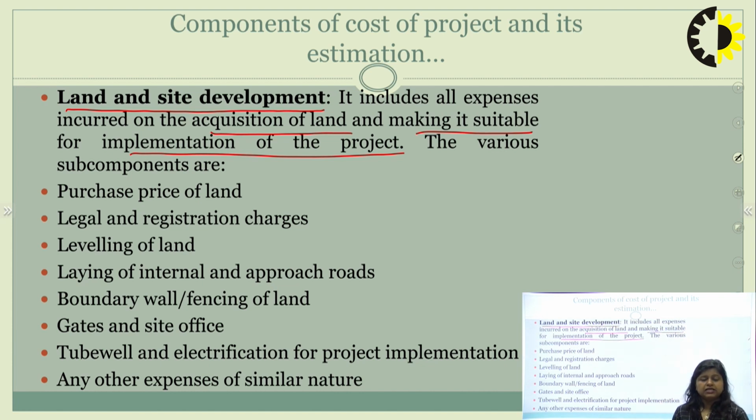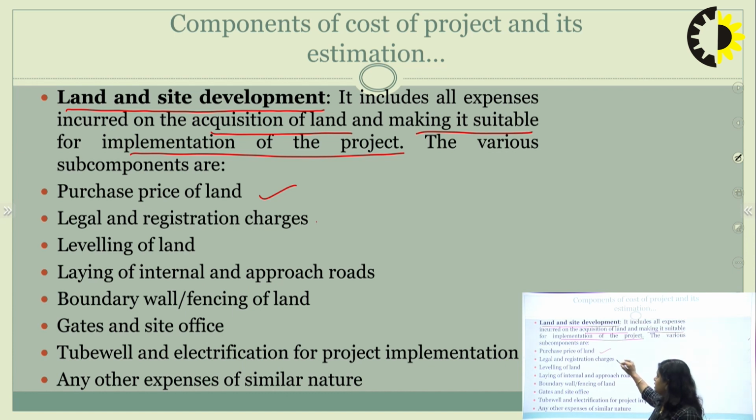Site development means we are converting that land into a suitable form so that the actual project can be implemented on that. So what are the various sub components in that? The first is the purchase price of land. We need to find out the amount of money we need to pay to purchase that land.